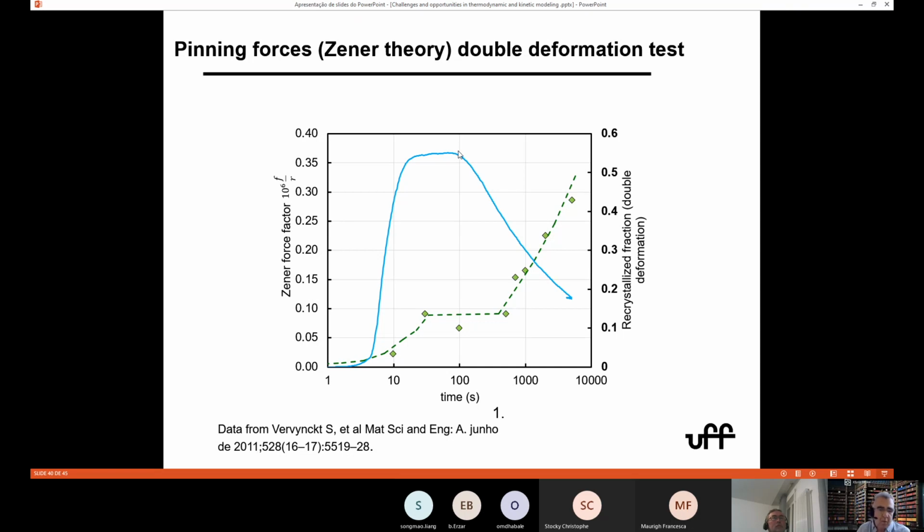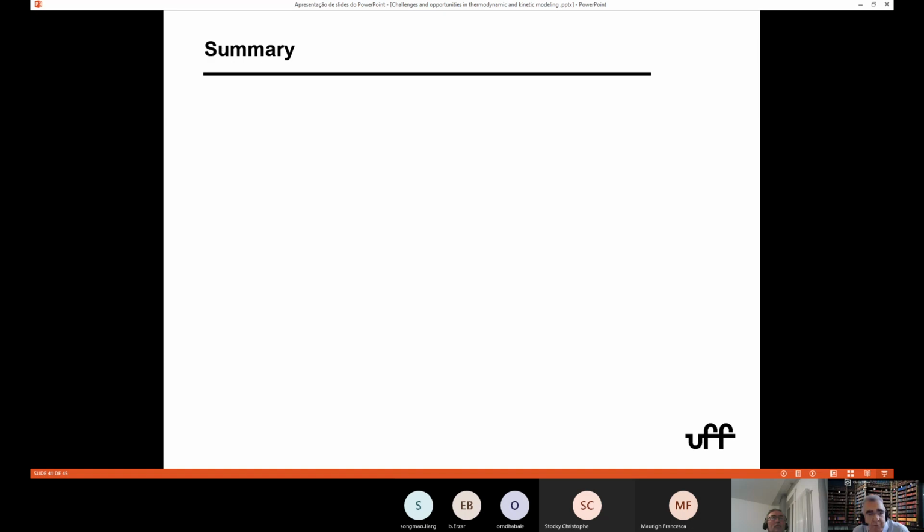And then you can plot the double compression results he had. And he said, recrystallization stops here, which is fairly close to the maximum. It's not perfect, of course. And then it starts again somewhere when my force is decreasing. So is it going to be something that you're going to put online to control your rolling mill? Of course not. But is it going to help you to understand how to design your alloy? I think it's going to help a lot.